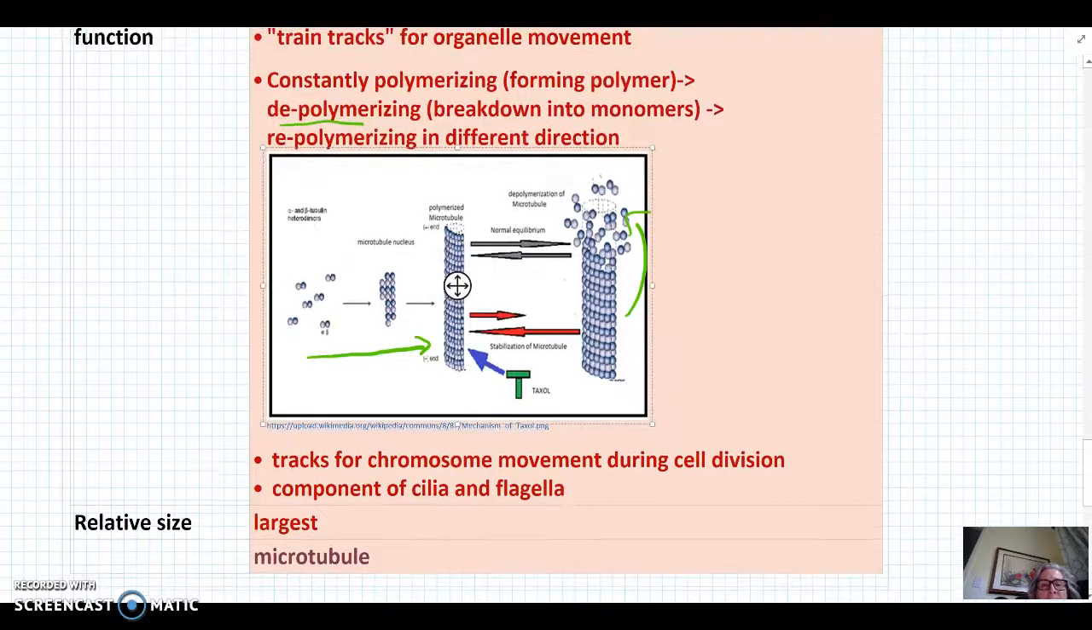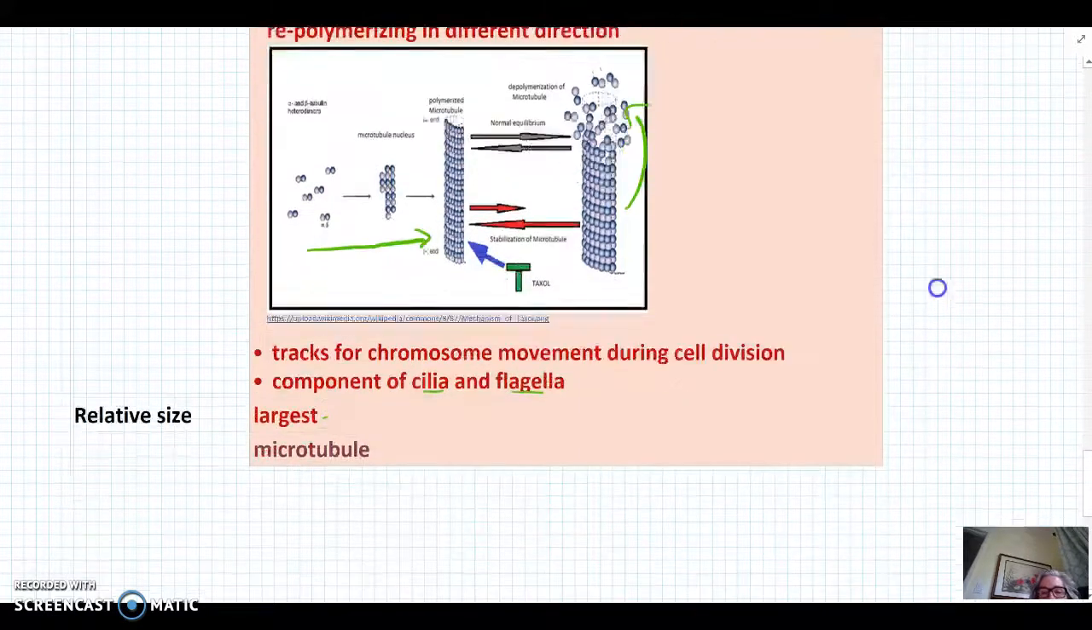Now, these aren't just the train tracks for organelles to move around. Microtubules also perform the very important function of providing the tracks for chromosomes to move during cell division. In a different form, they are also a component of cilia and flagella. And when I say a different form, they're still composed of tubulin monomers. However, when they form a cilia and flagella, they don't constantly unform and reform. They are more static structures when they are part of cilia and flagella. Relatively, these are the largest portion of the cytoskeleton, and that's your microtubules.